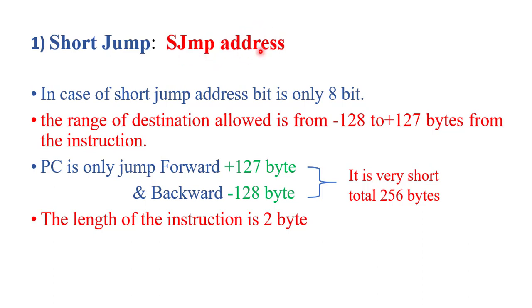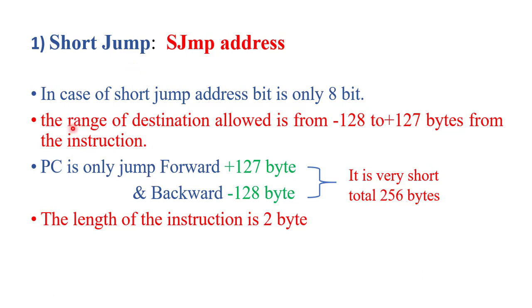Address is also called the label. In case of short jump, the address is only 8-bit long. Now, what do you mean by short jump? In case of short jump, the program counter jumps or covers only 256 bytes of memory address. It can jump forward 127 bytes from its current location, and it can jump backward 128 bytes from its current location. So the total coverage area of short jump is 256 bytes, which is very small. That is why it is called short jump.